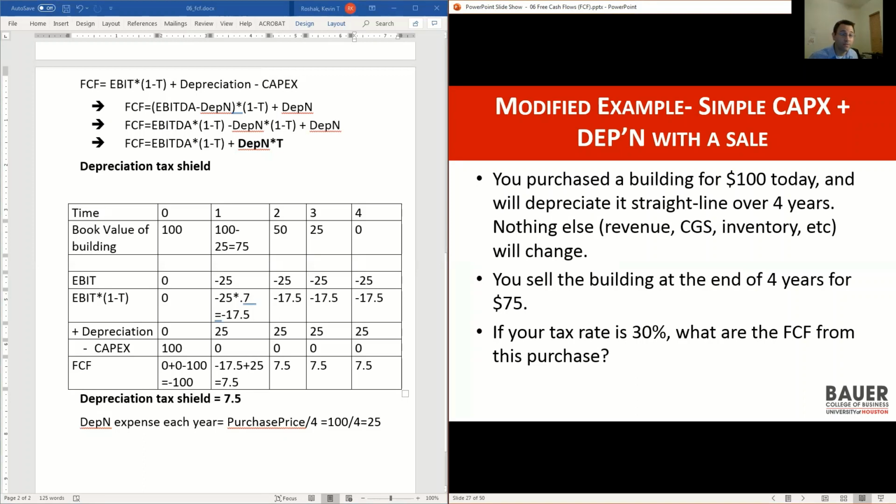So what are the free cash flows from the purchase? Well, these free cash flows are fine. The depreciation tax shields are still there, but we have to treat our time 4 capital expenditure differently. So what's happening at time 4? We're selling the asset. If we look at this equation here, we're going to sell it for 75. That's important.